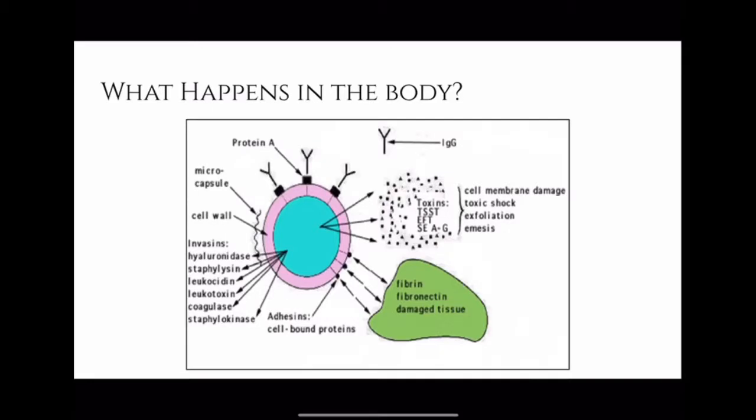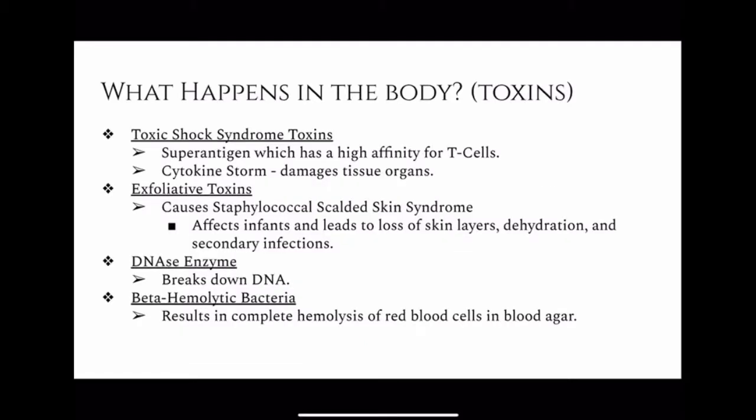So what happens in the body when Staphylococcus aureus produces a toxin called toxic shock syndrome toxin? This toxin is a superantigen which has a high affinity for T cells. Due to its hyperaffinity for T cells, this will call a high concentration of T cells into an area to kill tissues. This is called a cytokine storm. Often, this will damage tissue organs such as lungs, which will prevent a patient from breathing.